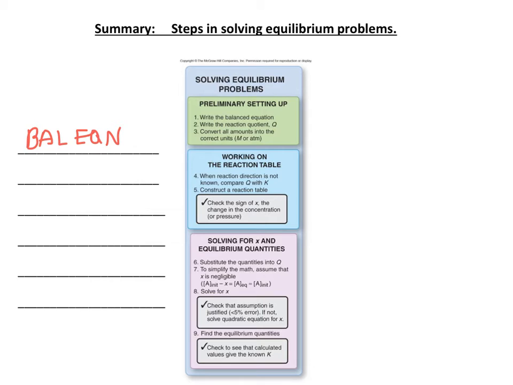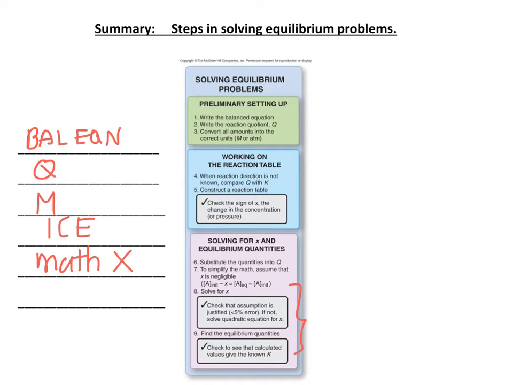You might want to write the reaction quotient expression, so you might write Q. All the amounts need to be in molarity. You may need to do an ice chart. It's a possibility to do an ice chart. And then simply you're going to do the math for X. And then basically there's a little bit of information here that we're not going to worry about.